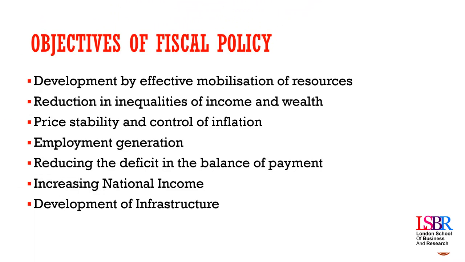We also have what's called price stability and control of inflation. So again, we talked about this already. If the government wants to make sure that prices of goods and services in the economy don't go up too much, it will try to discourage spending. How will it do that?